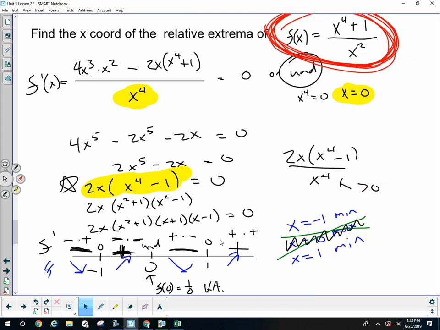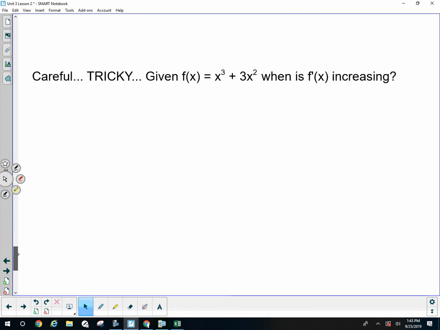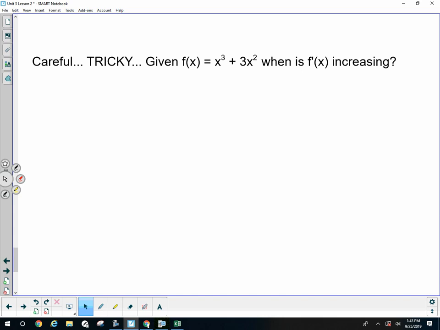All right. Now, let's next level this type of question. Telling you to be careful. This is tricky. Here's a function.